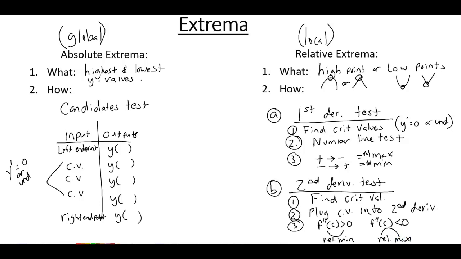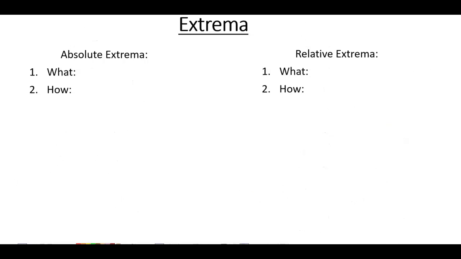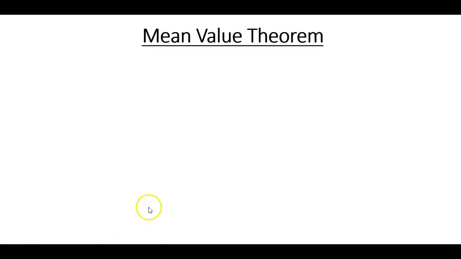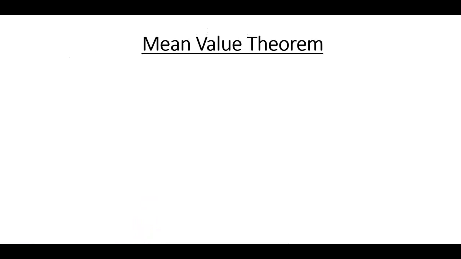So there's two different ways to find relative extrema. You do need to do both. This one is probably the most useful, but every once in a while that guy will come in handy. It just depends on how much information they give you and what type of information they give you. All right, let's go ahead and move on to the next topic, the mean value theorem.